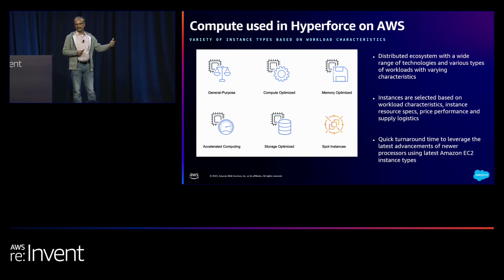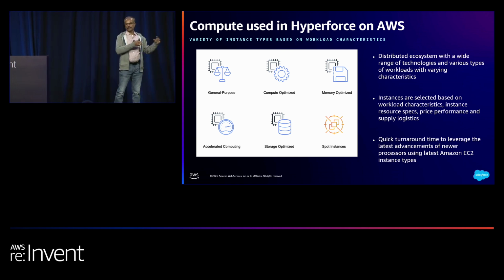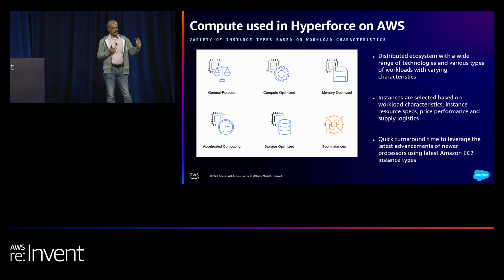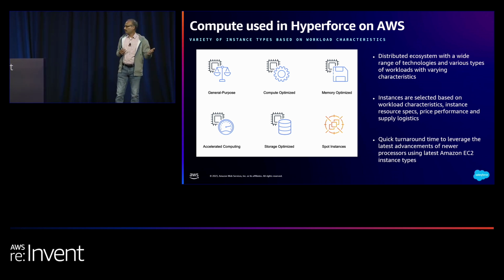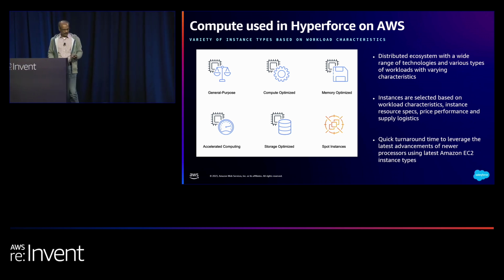Most of the time, from the moment Intel announces a new chip or AMD announces a new chip to the time when it is available for assessment in my lab, the turnaround time is very quick. And that is purely possible because of the Nitro system that AWS has.